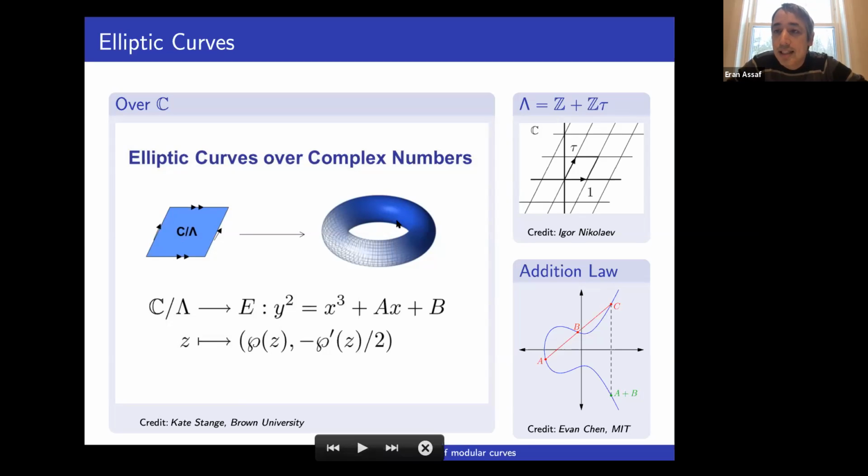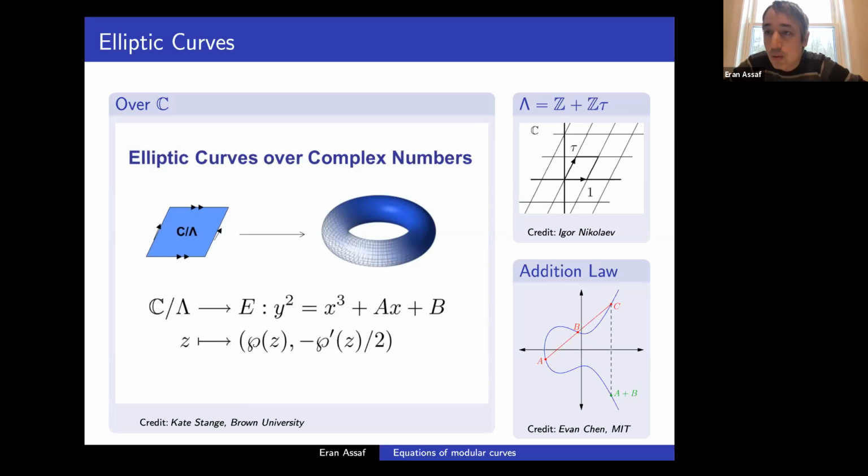The nice thing that we get from that is that over the complex numbers, we naturally have an addition operation. Since the lattice is closed under addition, this gives us an addition operation on the quotient, which means that we have an addition law on our elliptic curve. On the bottom right corner of the screen, you can see a geometric description of this addition law. If we take two points on the curve and connect them by a line, then it intersects the curve at a third point. We reflect that point in the x-axis and we obtain the sum of these points.